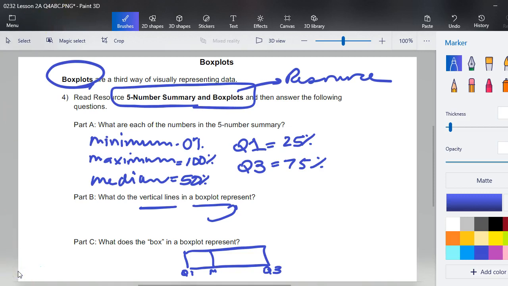Part D asks, what do the whiskers in a box plot represent? The whiskers contain all of the data between the minimum and quartile 1 and the data between quartile 3 and the maximum.